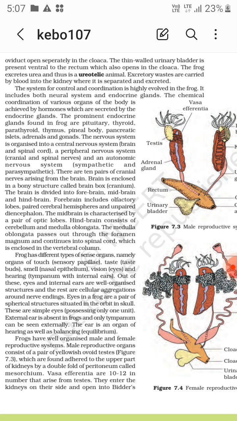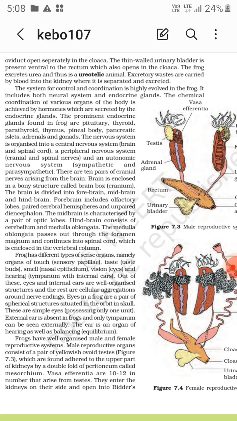Now there are 10 pairs of cranial nerves arising from the brain. The brain is enclosed in a bony structure called the brain box, that is the cranium. The brain is divided into forebrain, midbrain and hindbrain. The forebrain includes olfactory lobes, paired cerebral hemispheres and an unpaired diencephalon. Remember, it is an unpaired diencephalon, right?